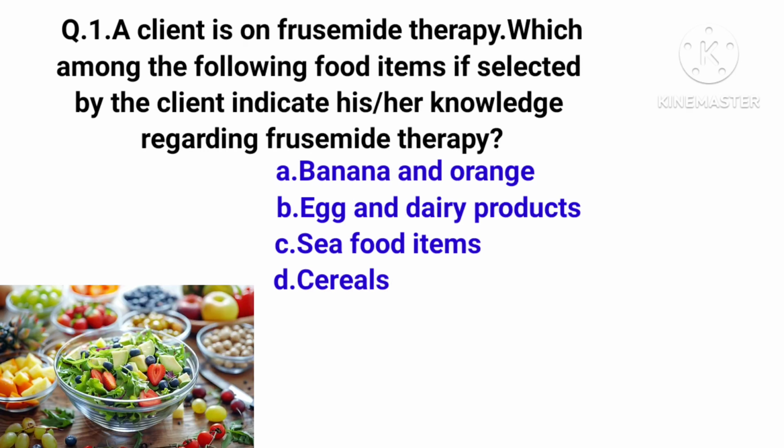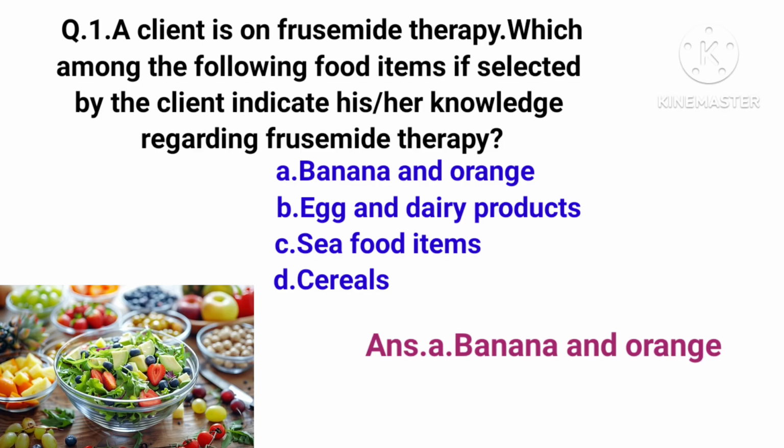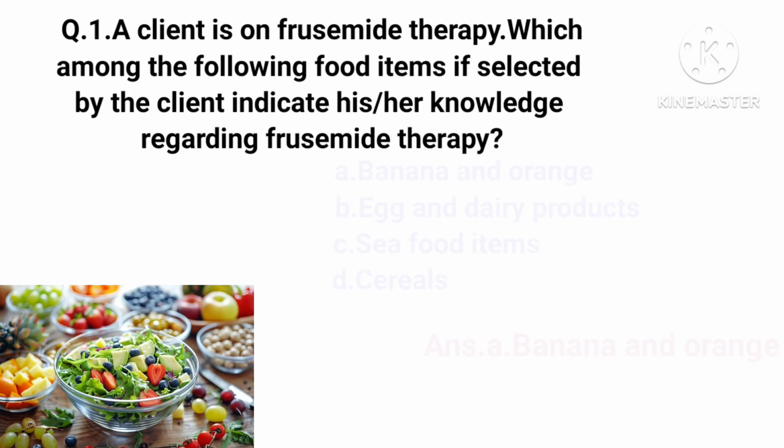A client is on furosemide therapy. Which among the following food items, if selected by the client, indicate his or her knowledge regarding the furosemide therapy? Banana and orange, egg and dairy products, C. Food items or cereals. And here the right answer is option A, banana and orange.